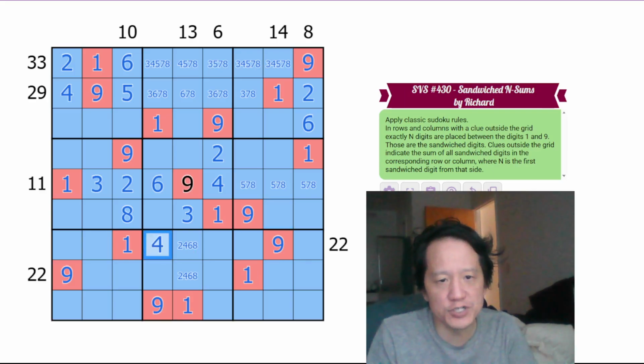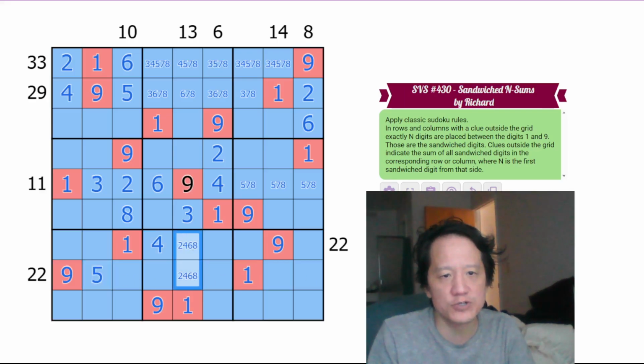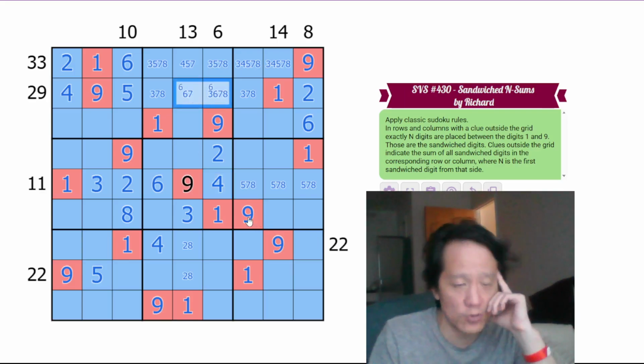This is 4 digits adding up to 22. This is 5 digits adding up to 22. That 4 eliminates the 4, 6 pair from being in the box to add up to 13. So this is a 2, 8 pair, which eliminates 2 and 8 from the rest of the column. This can't be 8. This can't be 4. This can't be 6. 6 has to be one of these two in that row.